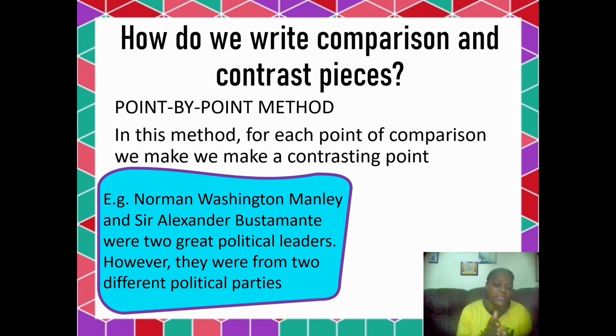That's comparing them. That's how they are alike. That's an element of sameness. They were two great political leaders. However, they were from two different political parties. That's contrasting them. Norman Manley was from the People's National Party, whilst Sir Alexander Bustamante was from the Jamaica Labour Party.